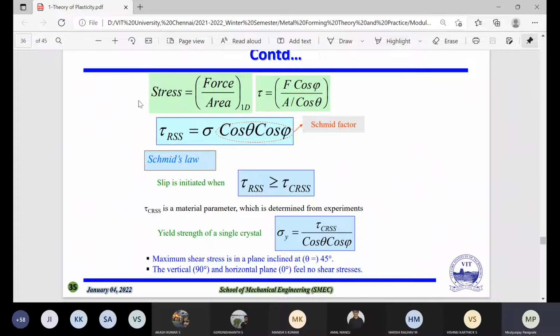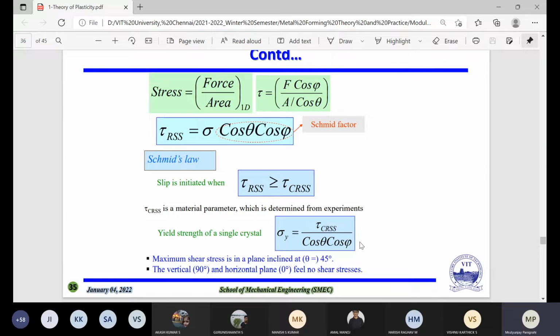You can write the stress as force by area, and tau RSS equals F cos phi divided by A by cos theta, so tau RSS equals sigma cos theta cos phi, and yield strength sigma y equals tau CRSS divided by cos theta cos phi.